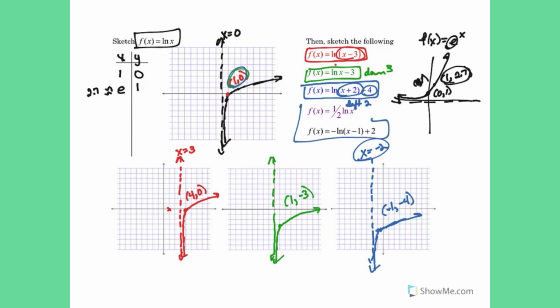I'll leave these last two examples for you to practice, but again, I would encourage you, just like on the last one, to graph f of x equals negative natural log of x first, and then move it all around.